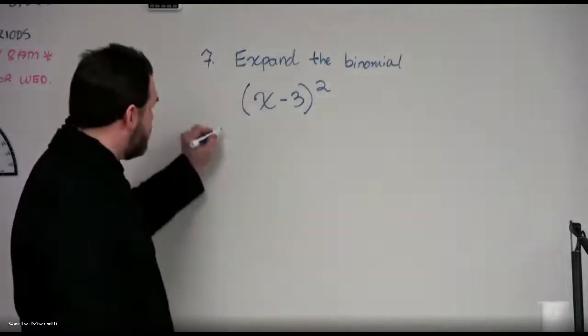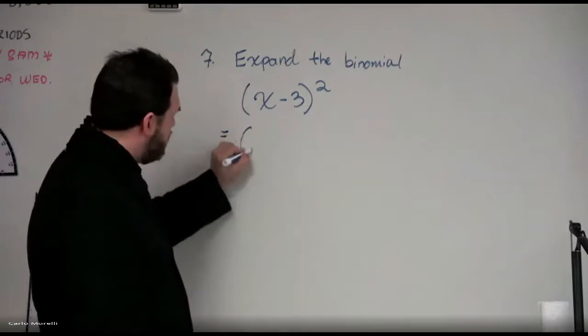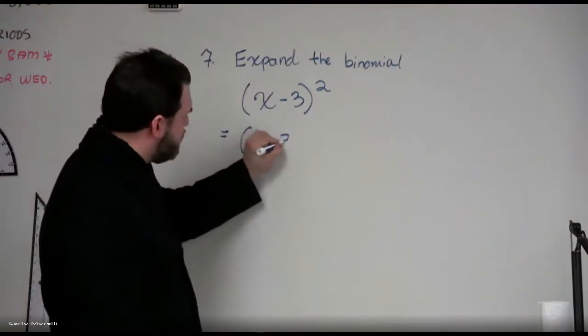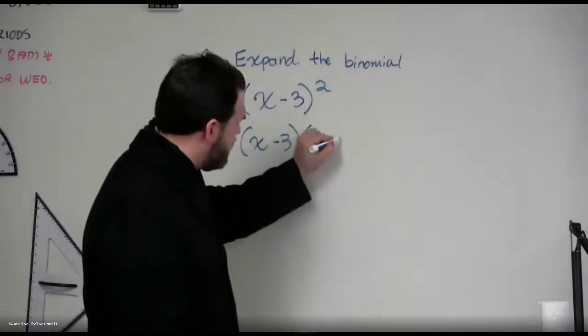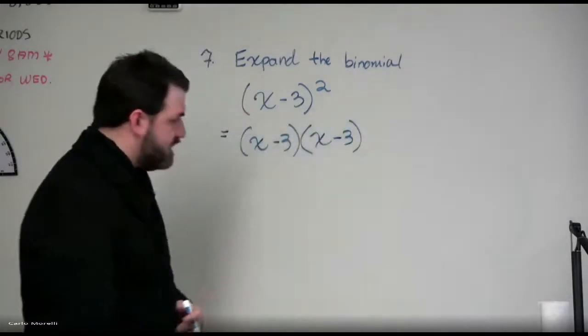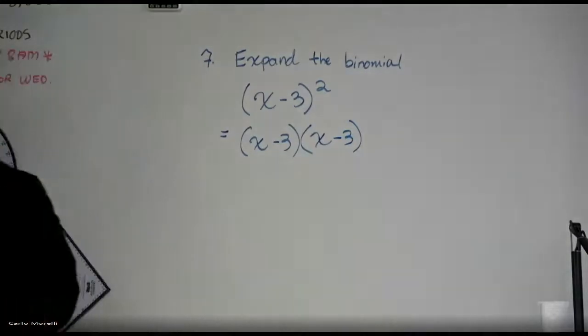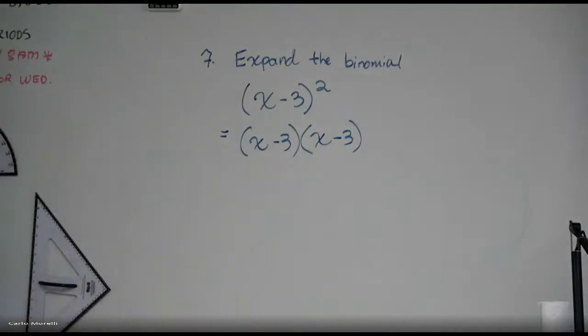So step 1 is to write open parentheses x minus 3, close parentheses. Open parentheses x minus 3, close parentheses. Okay? Please be writing this down because this stuff is going to come up over and over and over again.